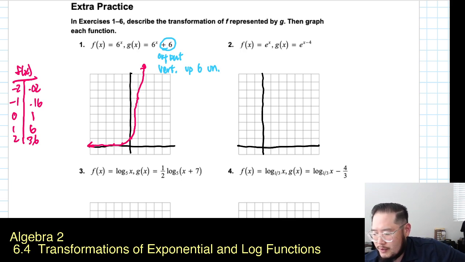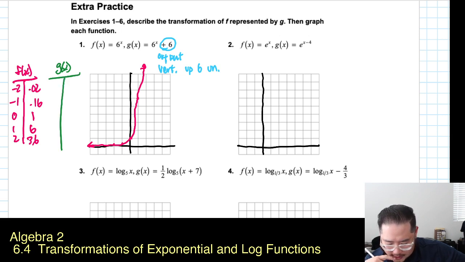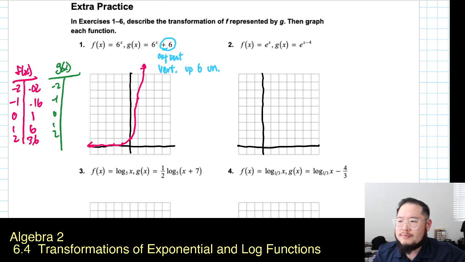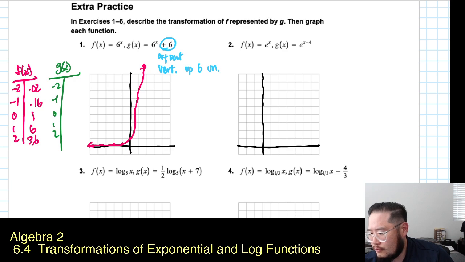Let's go ahead and repeat this for g of x right here, so that we can see both of the functions. And now for this one, because it's vertical, we can use the same numbers: -2, -1, 0, 1, and 2. We come up with our different points. Plugging things into your calculator, when -2 goes into the function for g of x, 6 to the negative second power plus 6, we end up with 6.02. When we plug in -1, we should end up with 6.16. And then at 0, we have 7. At 1, we have 12. And then at 2, it is 42.